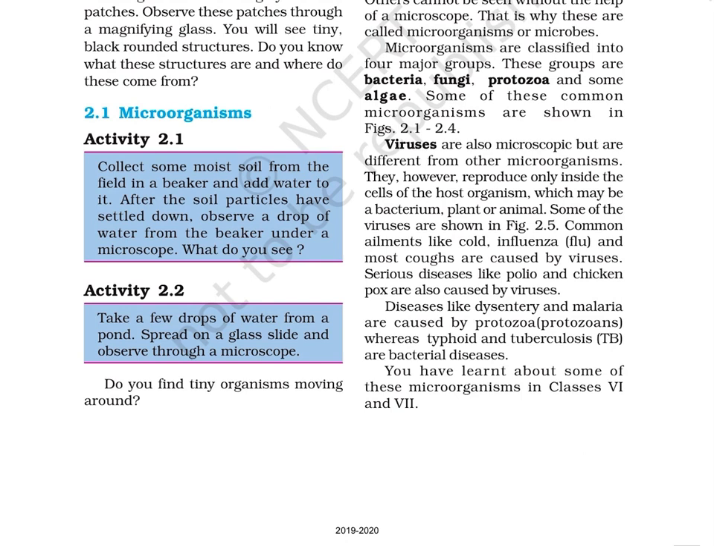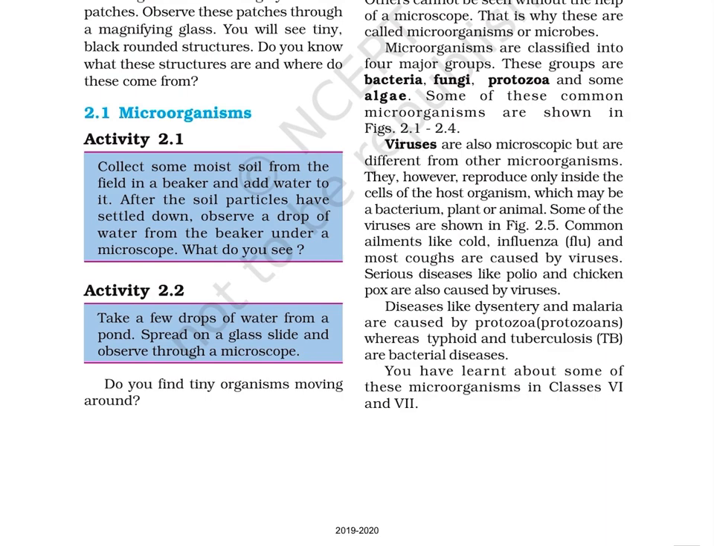2.1 Microorganisms. Activity 2.1. Collect some moist soil from the field in a beaker and add water to it. After the soil particles have settled down, observe a drop of water from the beaker under a microscope. What do you see? Activity 2.2. Take a few drops of water from a pond, spread on a glass slide and observe through a microscope. Do you find tiny organisms moving around?